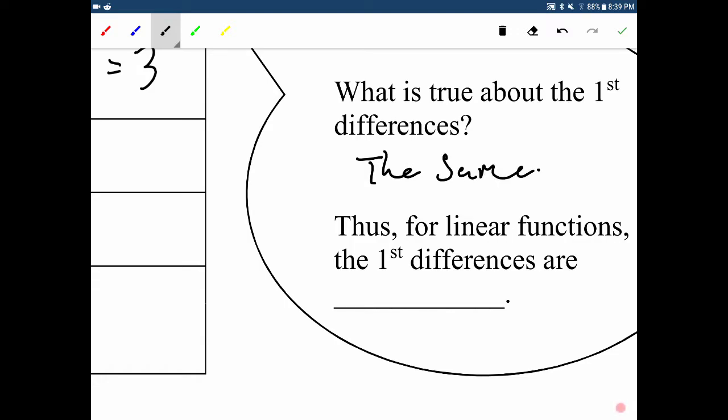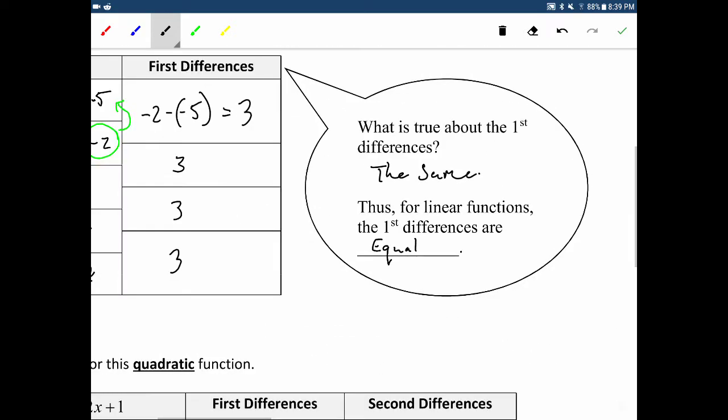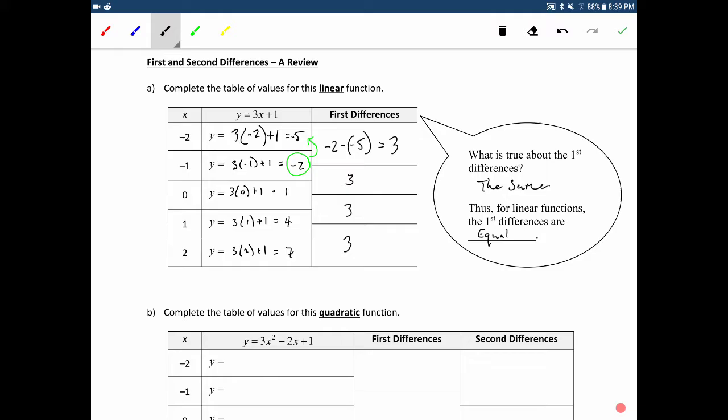And thus, if we have a linear function, the first differences are equal. In this case, equal to 3. They're all the same.